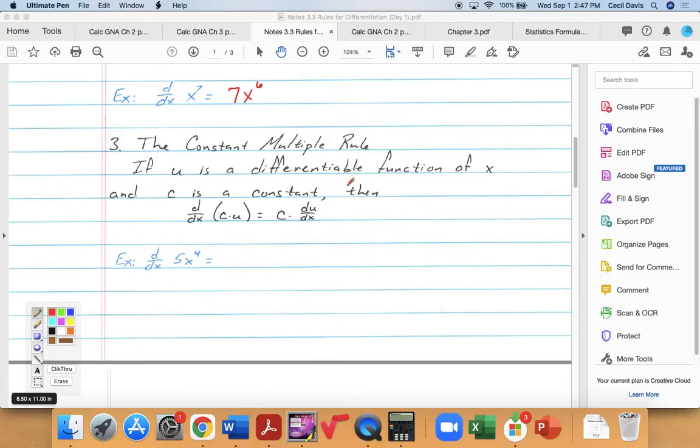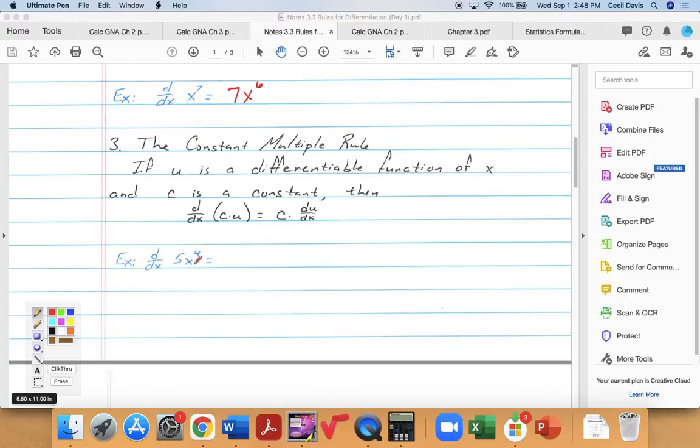Okay? So now, I don't know if you guys have learned this in AP Physics or not. The constant multiple rule. So if u is a differentiable function of x, and c is a constant, then the derivative of c times u is c times the derivative of u with respect to x. In other words, if you're multiplying by a constant, you just keep the constant and then take the derivative of whatever comes behind it.